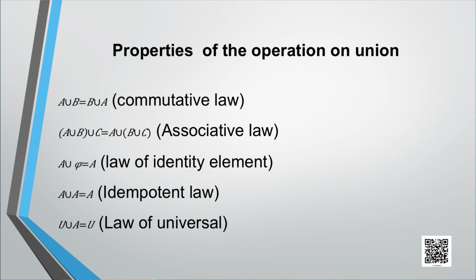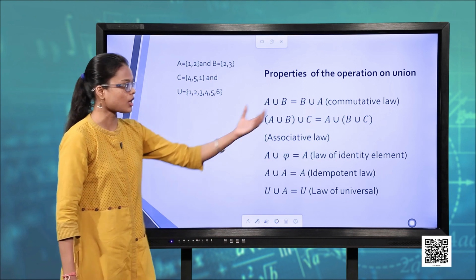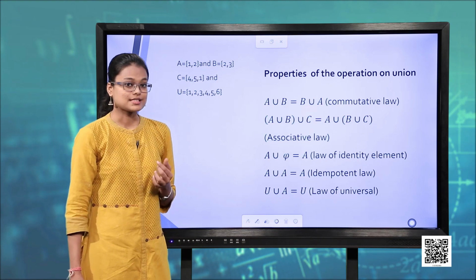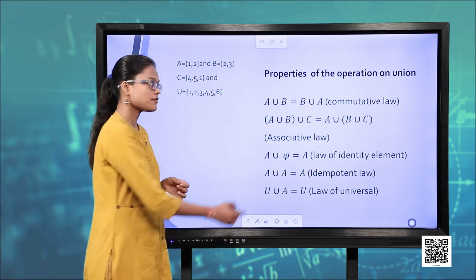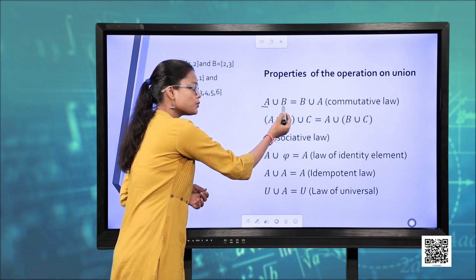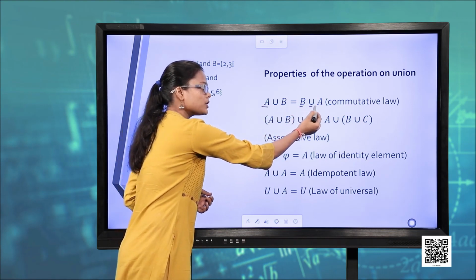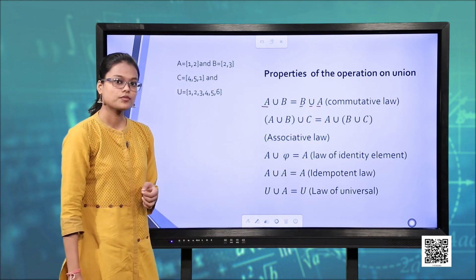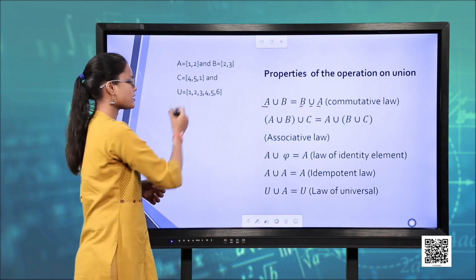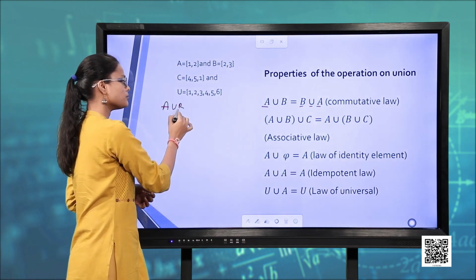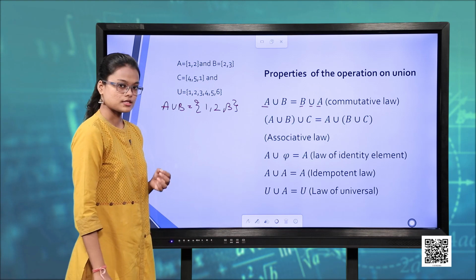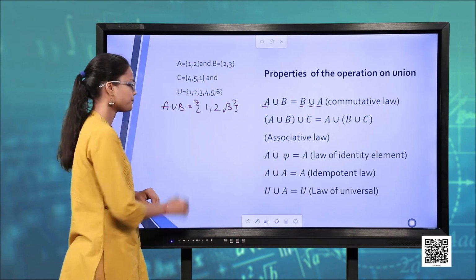So let us see some properties of union. The properties of the operation of union are as follows. The first property is the commutative property or the commutative law. What does it say? The order of the sets does not matter. That means if I take A union B and B union A, then the answer will come out to be the same. Let us take some practical values and verify ourselves. We already know A union B was coming out to be 1, 2 and 3. So let us find out B union A.